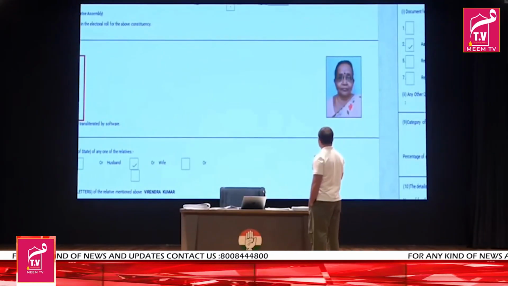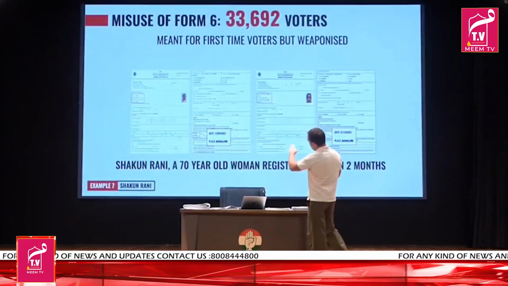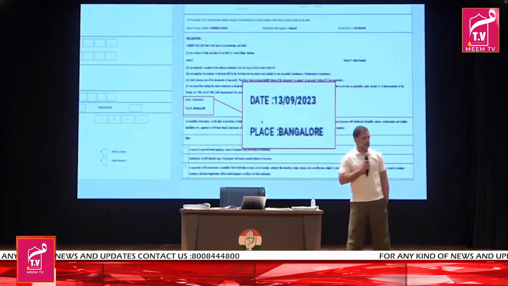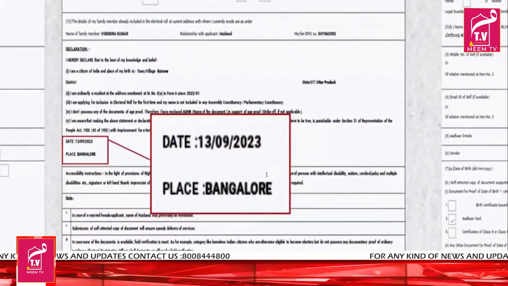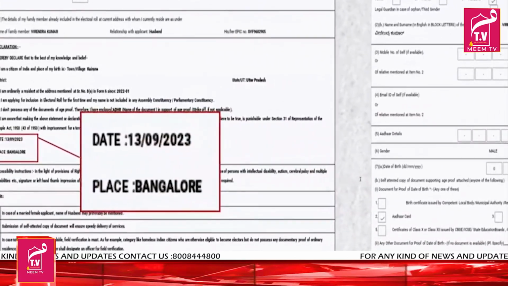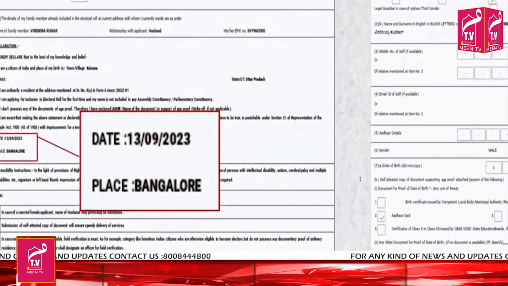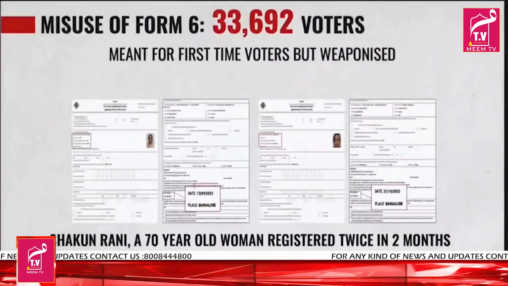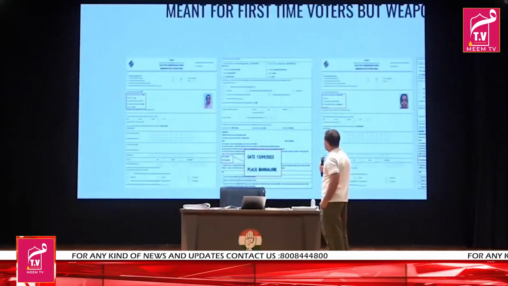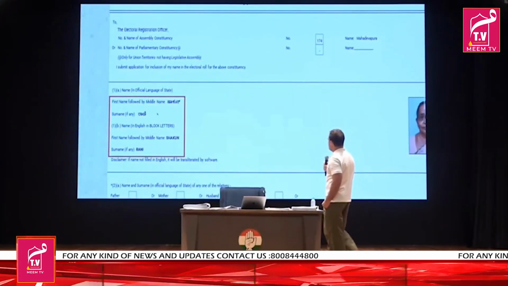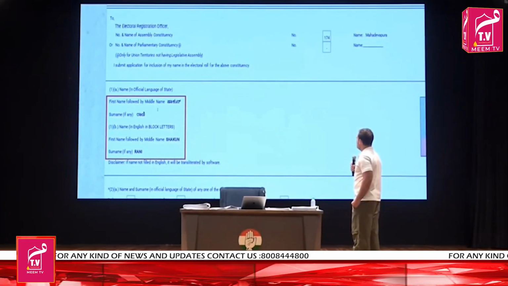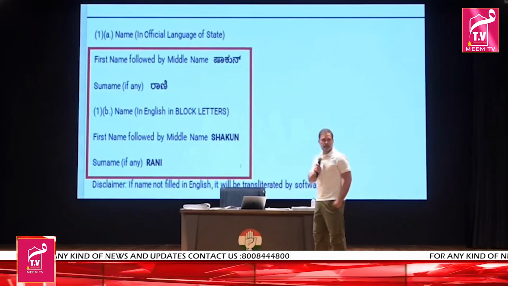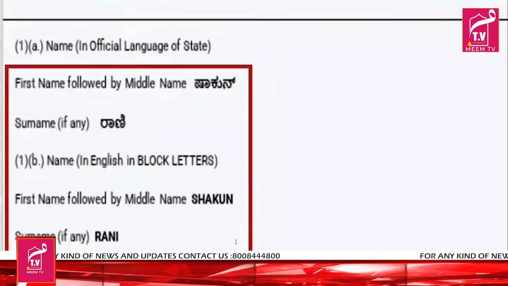Zoom out. That's her. And you see a very interesting thing here. She appears twice on the voter list. She comes in using Form 6. Zoom into her name the first time. Here, first name Shakun, surname Rani. Right?